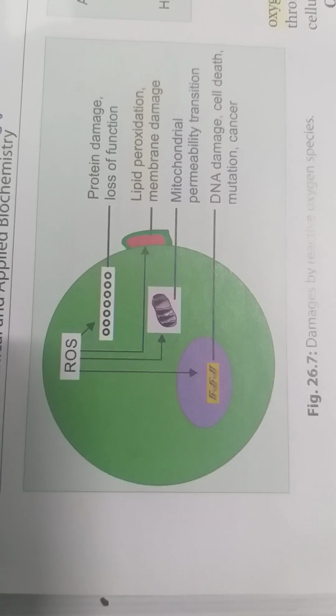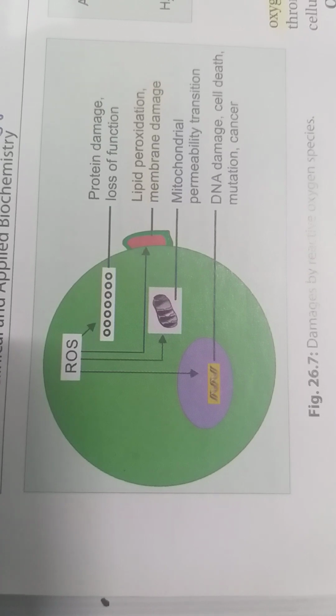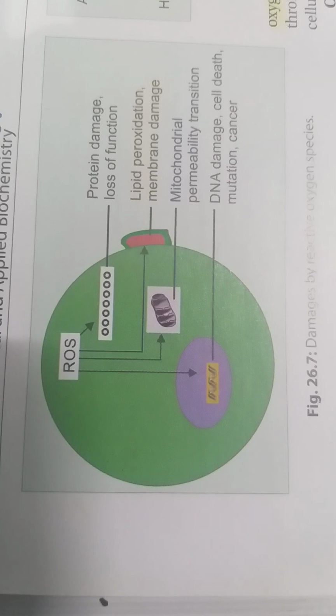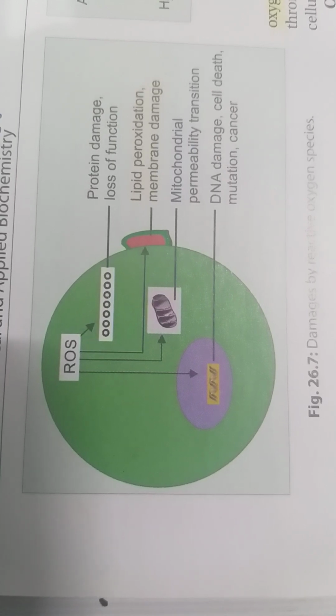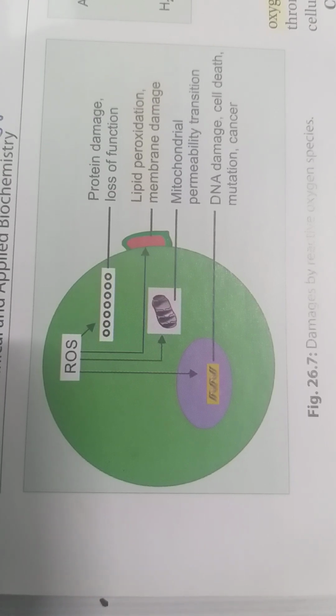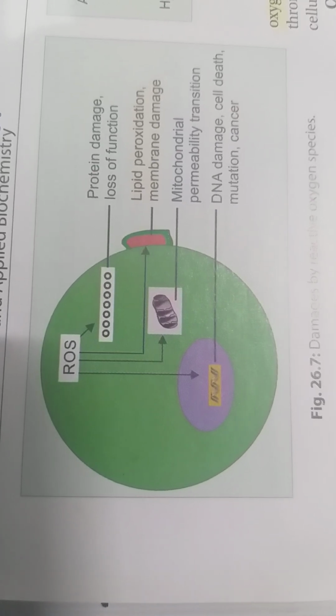So the first main thing is lipid peroxidation and membrane damage. That means there will be damage to the lipid which is present in the membrane, and you know the membrane consists of a major percentage of lipids. Then once there is damage to the lipids present in the membrane, there will be DNA damage, cell death, mutation, and as a result cancer. And also there will be protein damage, loss of function, and mitochondrial permeability transition. And if there is a change in the mitochondrial permeability, that can lead to apoptosis or cell death.